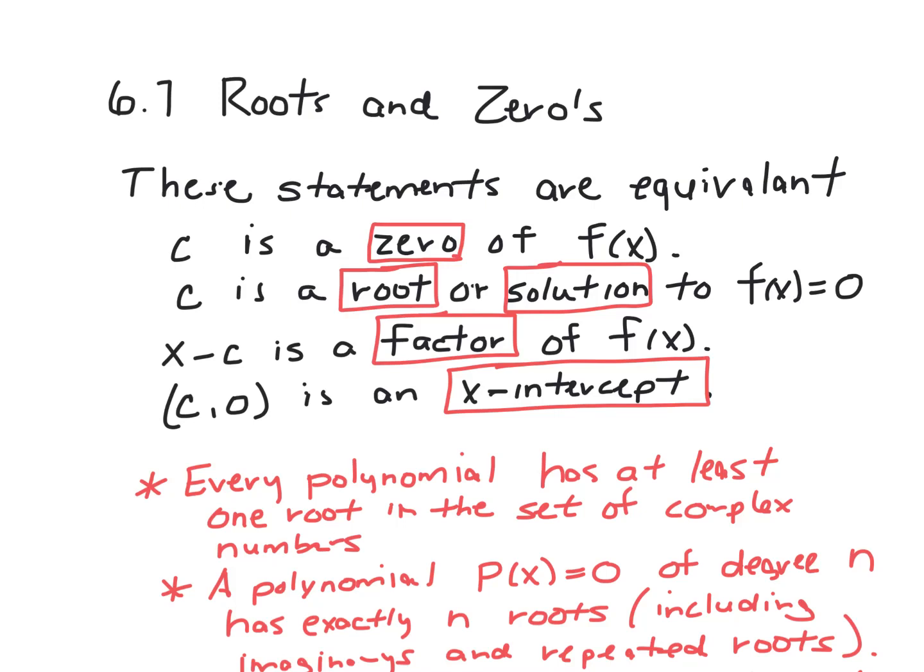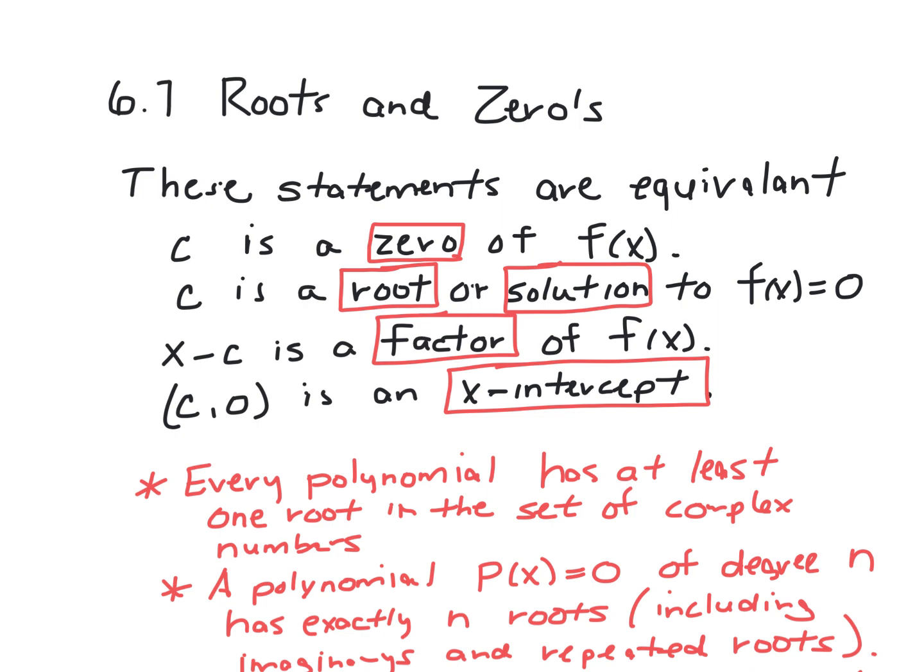Algebra 2 students, this is a video regarding lesson 6.7, or the start of that, dealing with roots and zeros. Just a little clarification, we've been talking about this a few times already, but these statements are basically equivalent, which means if one of them is true, all the rest of them are true.